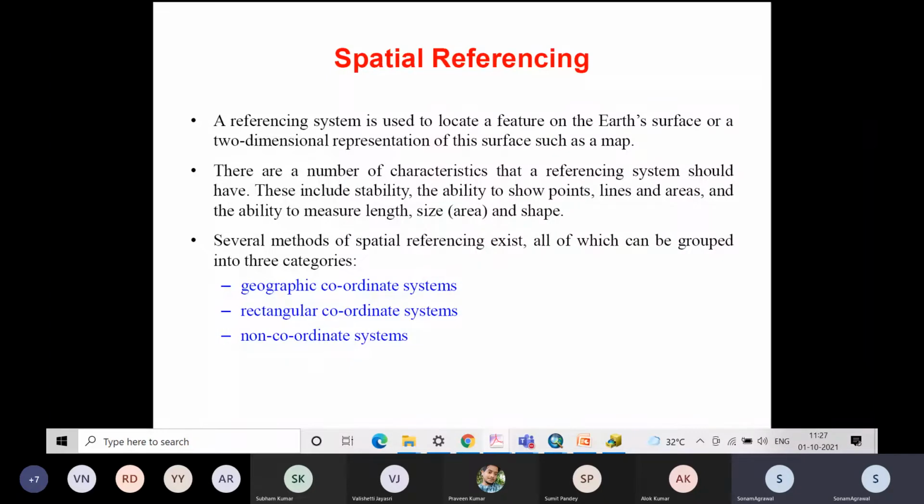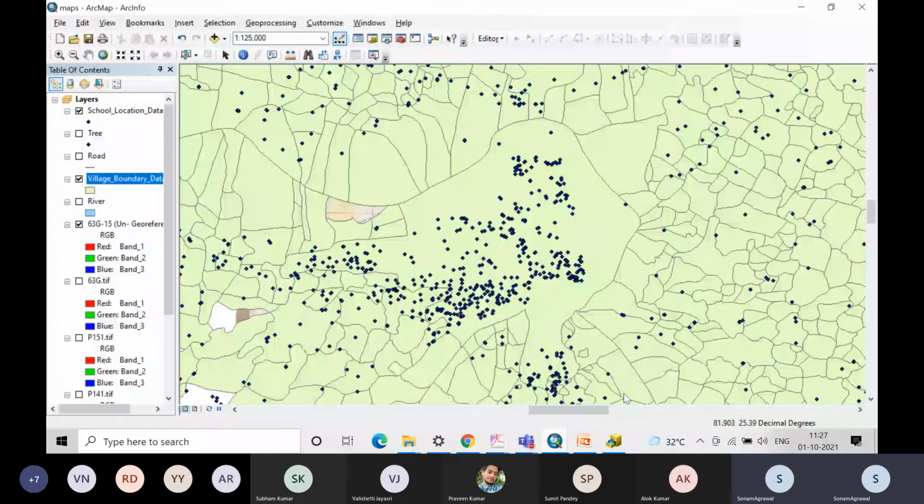What is a geographic coordinate system? When somebody says that my data is in a geographic coordinate system, how does that data appear? First you see an example, then I will explain. As you can see on the screen, this is the Prayagraj data. All the Prayagraj village boundaries and the schools of Prayagraj are located on the screen. If you see the bottom right corner, where I have placed my cursor, it is written 81.862 25.387 decimal degree. So basically this is the longitude and latitude value which is given over here.